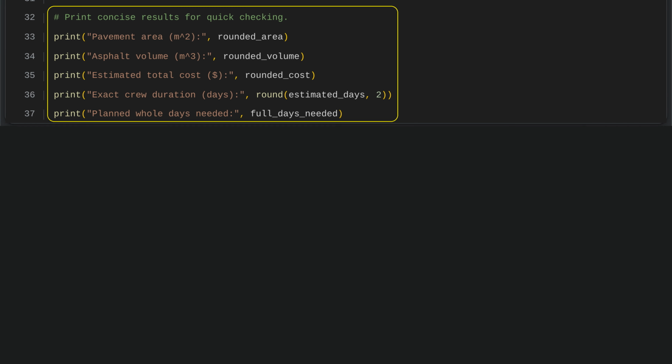The output reports the key paving estimates in a readable format: pavement area in square meters, asphalt volume in cubic meters, total cost in dollars, and crew duration in days. Values are rounded for clarity and precision, while the planned work schedule rounds the duration up to whole days, so the crew is booked for complete work days.